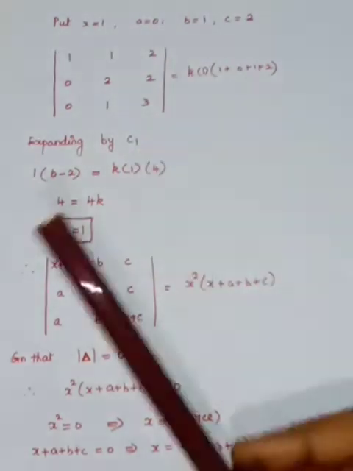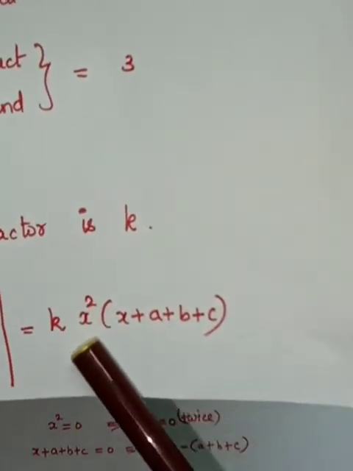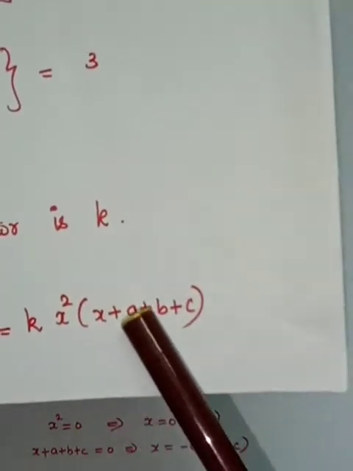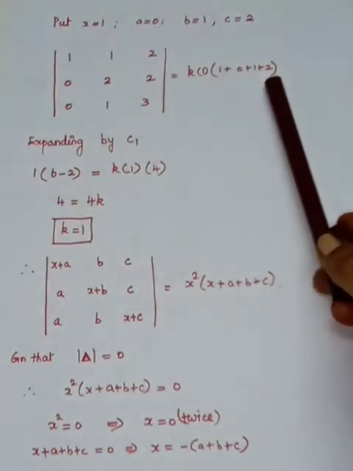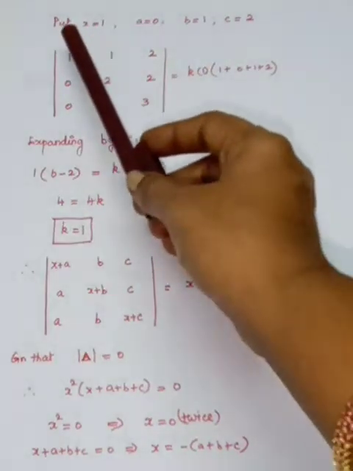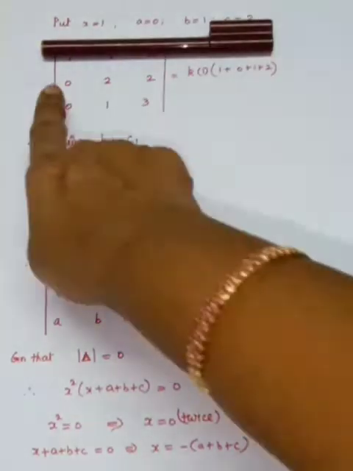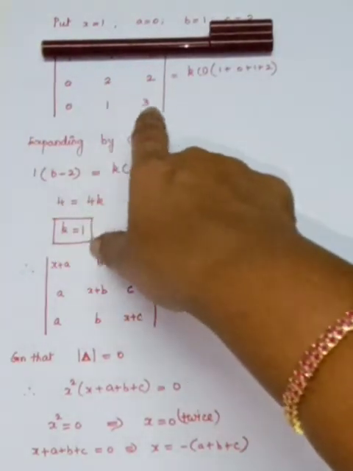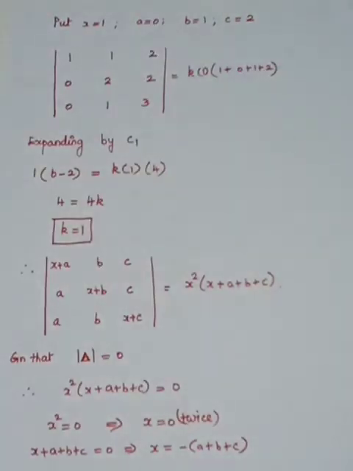Here that is equal to k into x value is 1. 1 squared is 1. So 1 plus 0 plus 1 plus 2. So I have written this. So when you expand by c1, 1 into delete the first row and the first column. So 6 minus 2. So the remaining elements are 0 when you expand by c1.